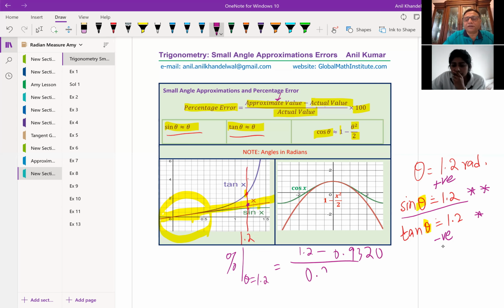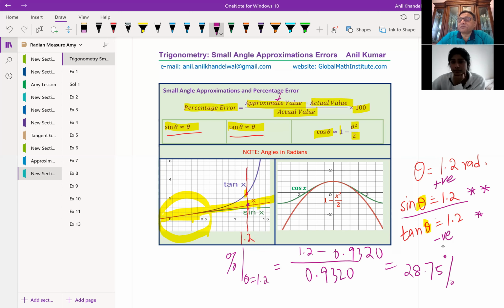Divide by 0.9320, right? So let's calculate 1.2 minus that result, divided by 0.932, times 100. What do you get? You get 28.75%. So that becomes the percentage error for a value which is 1.2 radians. Is that okay? Right. Okay.